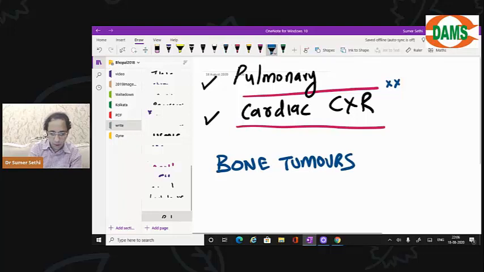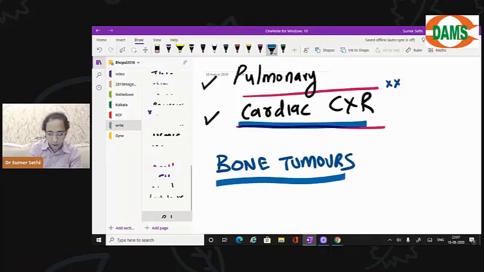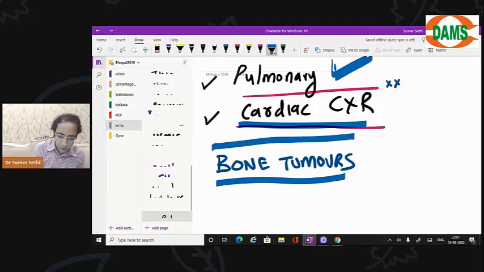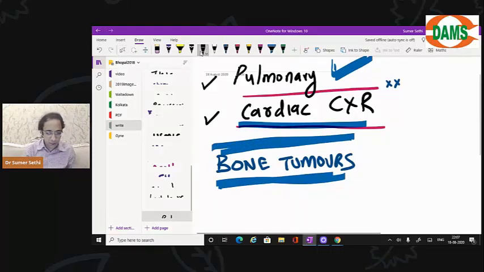That is my intention for the day. We are done with the pulmonary part. I will start with the cardiac chest X-ray, and then I will go on with the bone tumor. Everybody understands? I'll try my best to remain fast, and I'll try to finish as per the schedule. Everybody okay with it? I can see your suggestions are coming in.